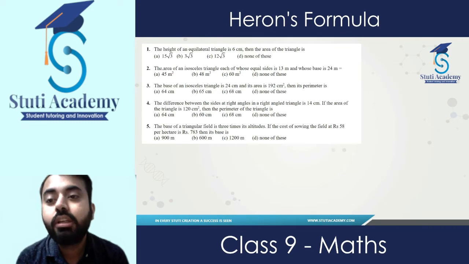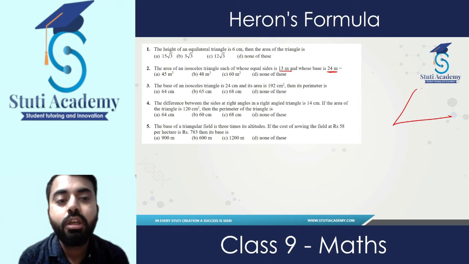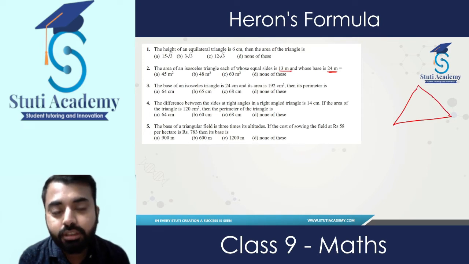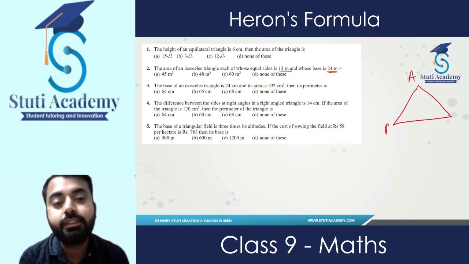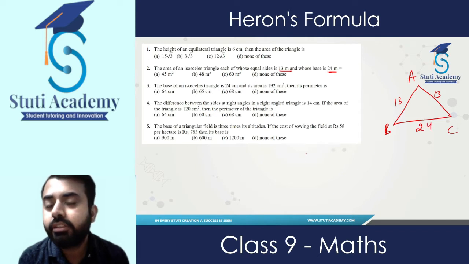I have this: the area of an isosceles triangle, each of whose equal sides is 13 and whose base is 24. So you have an isosceles triangle, let us say it is ABC. Its equal sides are 13 and 13 and its base is 24. I have to find out its area.